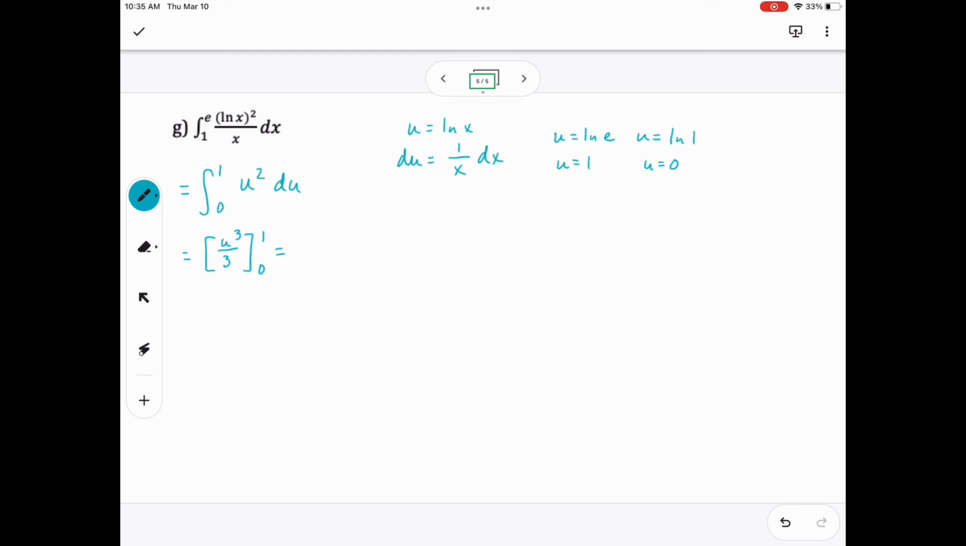I'll need to plug in e and 1 into my u values to find what those values are. So that'll be 0 and 1. And then taking the antiderivative of u squared gets me u cubed divided by 3. And then using the fundamental theorem of calculus to plug in 0 and 1 to find what my integral is for this definite integral. And 1/3 is my answer.